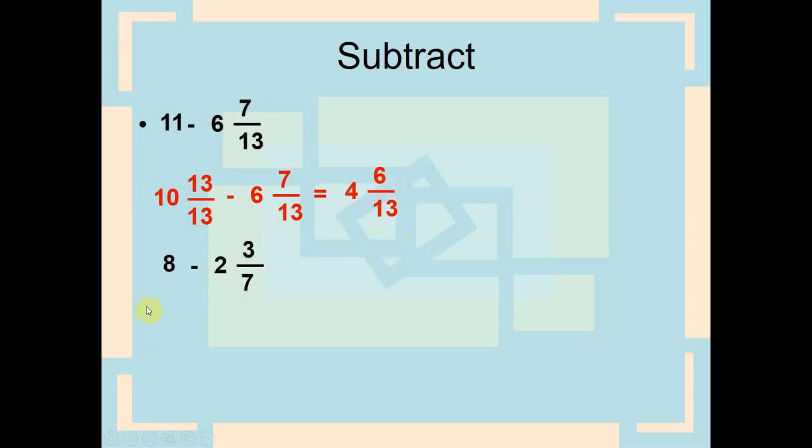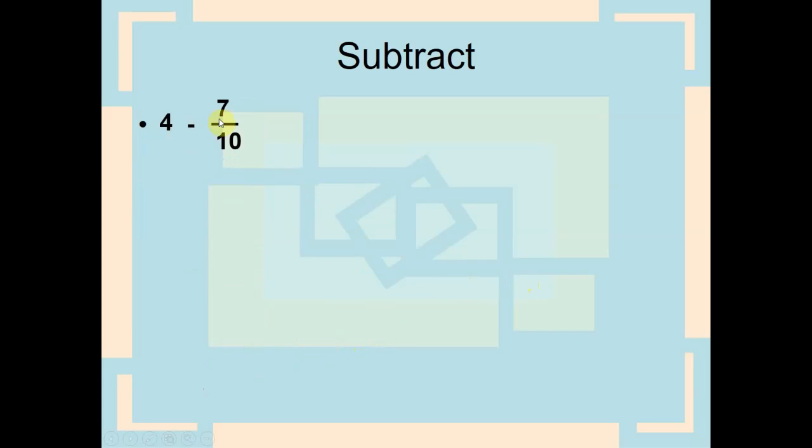Another example, 8 minus 2 and 3 over 7. Borrow 1 from 8. It will be 7. And the denominator is 7. It will be 7 over 7 minus 2 and 3 over 7. 7 minus 2 equals 5. And denominator will be 7. And 7 minus 3 equals 4. It will be 5 and 4 over 7.